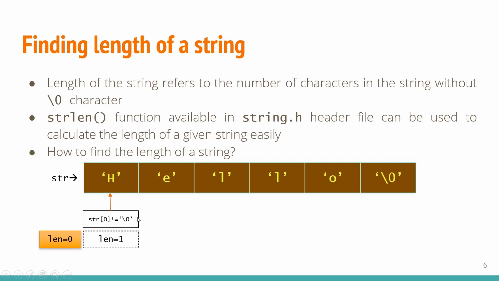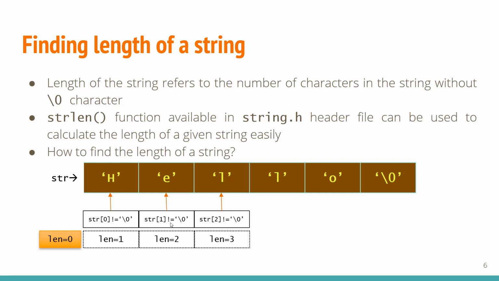I'll again check the next element, the element at the first index or second position. I'll check whether it is equal to backslash 0. If it is not equal to backslash 0, increment the count. So length becomes 2. Try to do the same thing with the third element. Again, it is not equal to backslash 0. Increment the count. Length becomes 3. Again, do the same with the element at the fourth position or third index. Again, it is not equal to backslash 0, so increment it by 1.